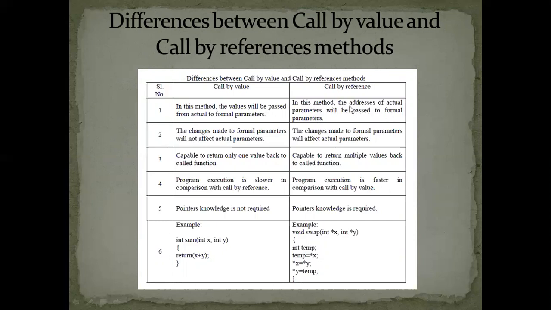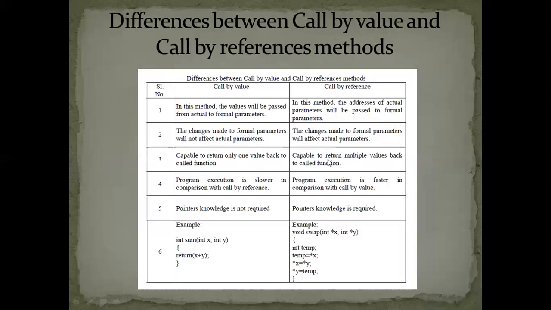Why have I taken the addresses? Because I am going to use the pointer concept. That is why in this method, addresses of the actual parameters will be copied to the formal parameters. The second difference: in call by value, the changes made to formal parameters will not affect the actual parameters. You know how this works. In call by reference, the changes made to formal parameters will affect the actual parameters. The third difference: call by value is capable of returning only one value back to the called function. It means that it returns only one value.